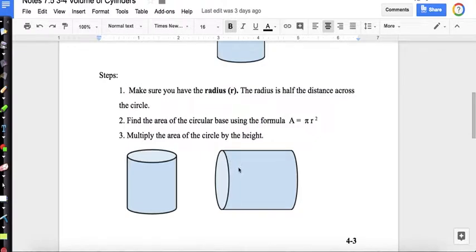So the second step is to find the area of the circular base using the formula A equals pi r squared. And remember from 6th grade, this is the area of a circle. And we take the area of the circle and we multiply by the height. Okay, turn the page.